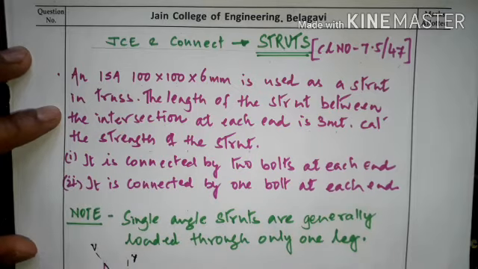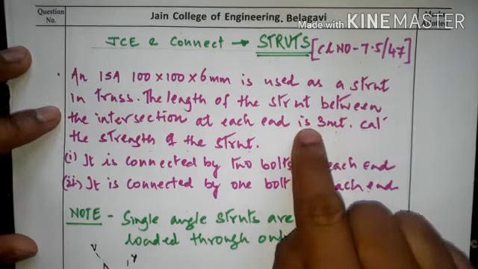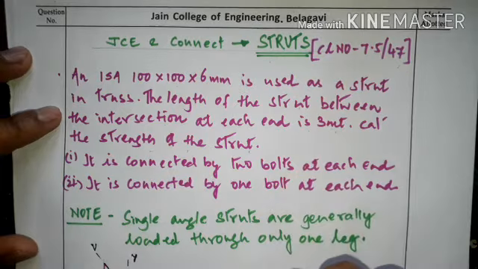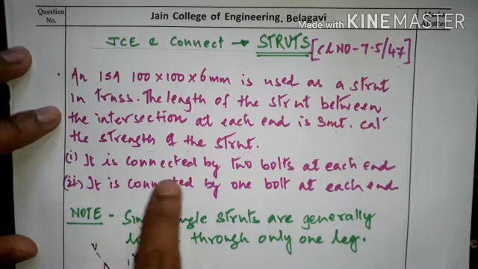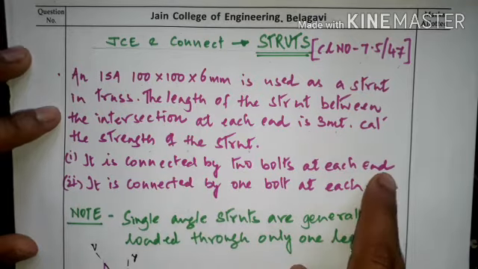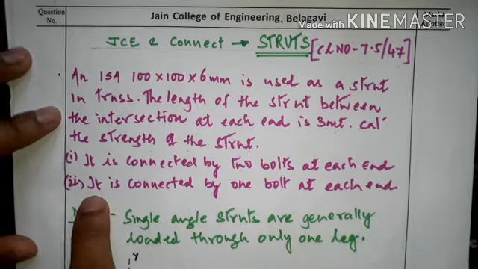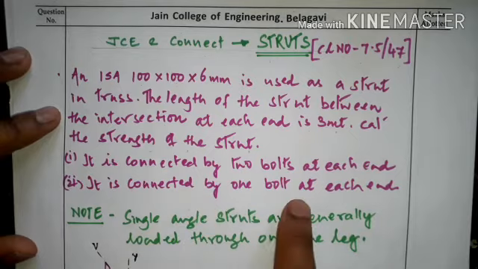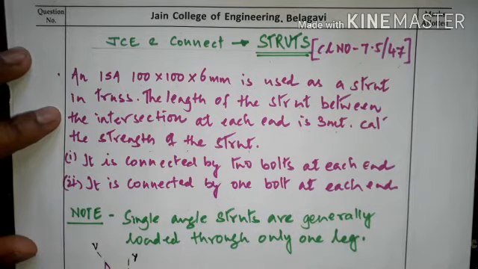You have to find out what they have given: an angle 100 mm by 100 mm by 6 mm, and it is a single angle strut. The length between the intersections is given as 3 meters. So we have to find its strength, first when it is connected by 2 bolts at each end, and second when it is connected by 1 bolt at each end. This is the given data.